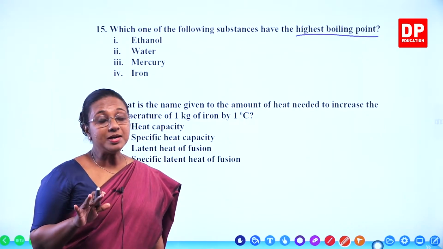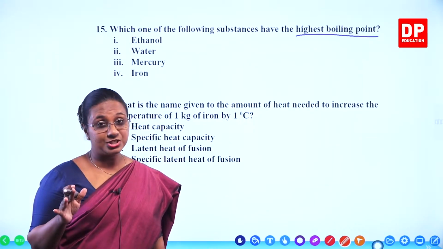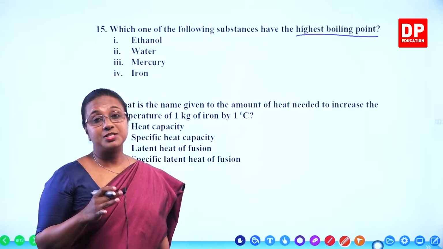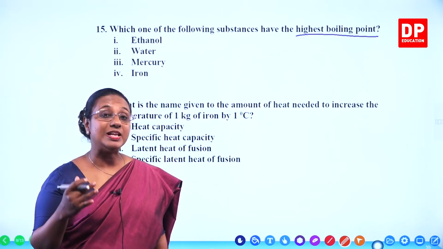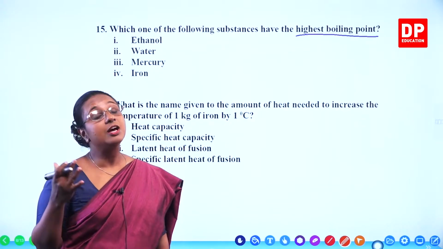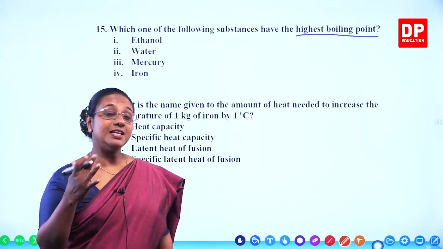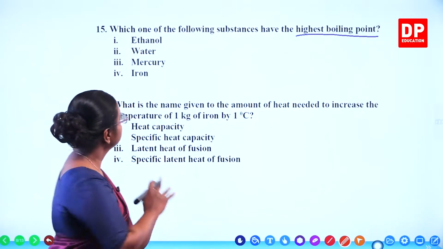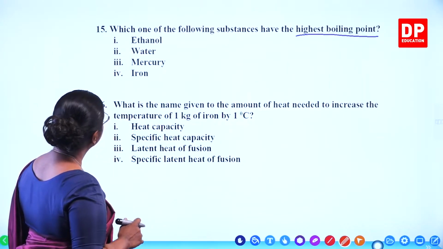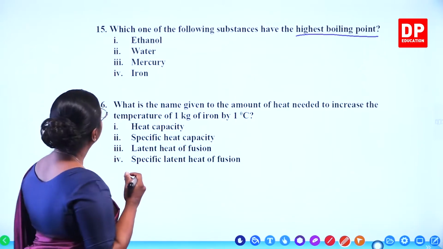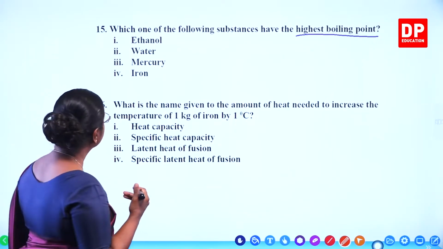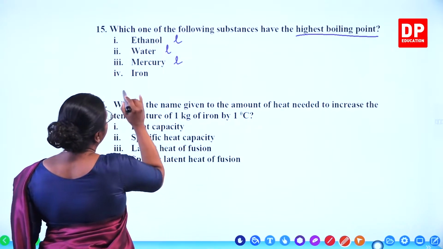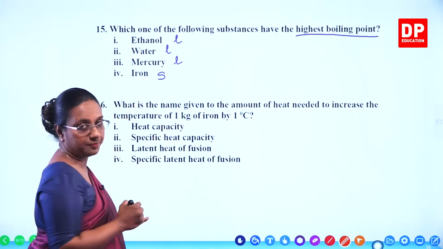You all can remember I told you all about the relationship. If the boiling point of the substance is less than room temperature, then of course the substance will exist in the gaseous state at room temperature. Otherwise, it can be a liquid or a solid depending on the melting point. So if we look at all the answers, ethanol is a liquid. Water is a liquid. Mercury is a liquid. So these all exist in the liquid state. And iron is a solid.